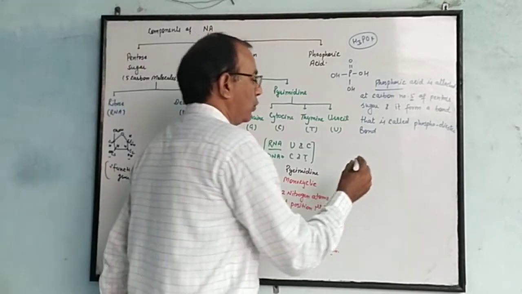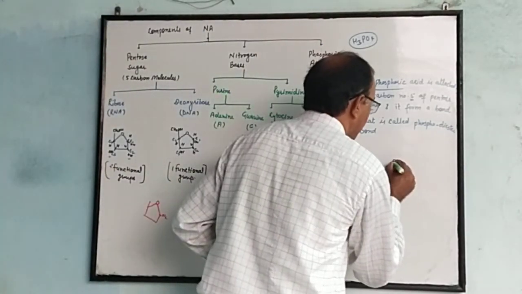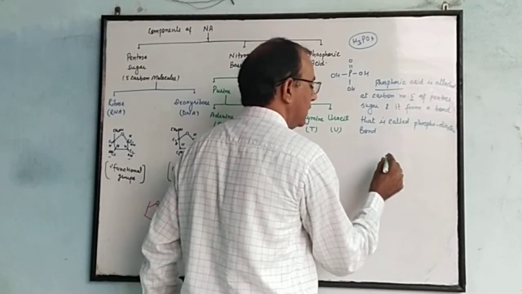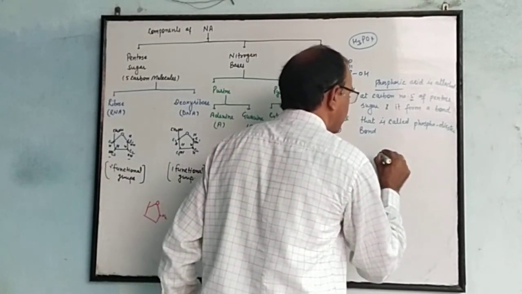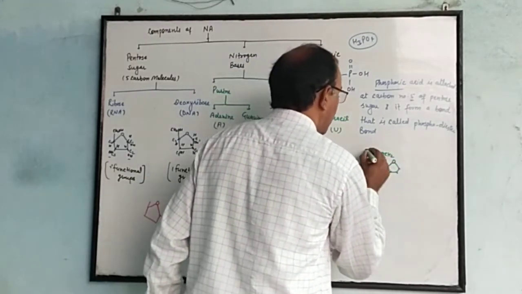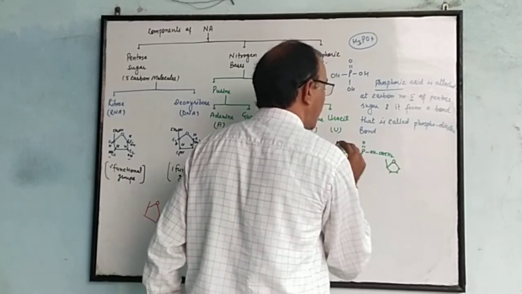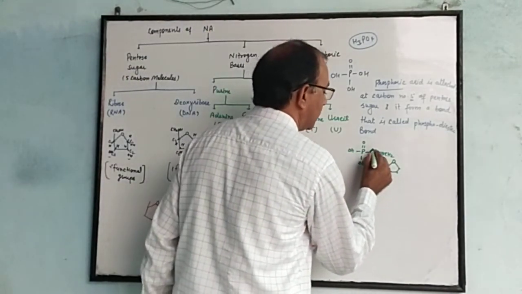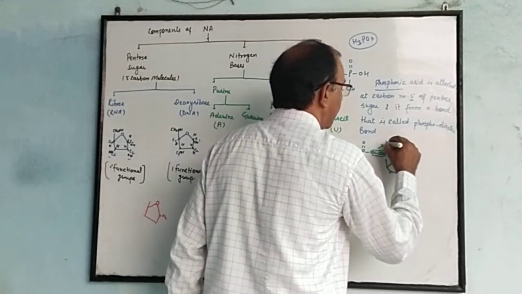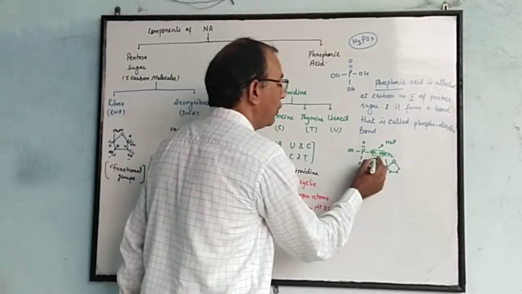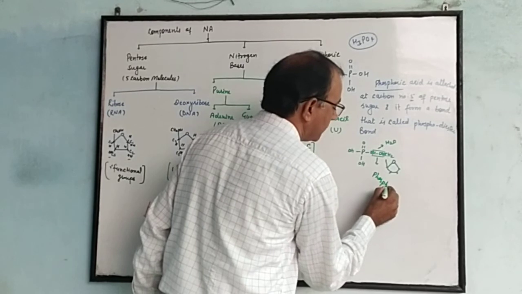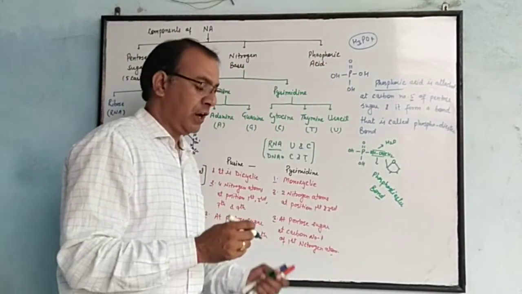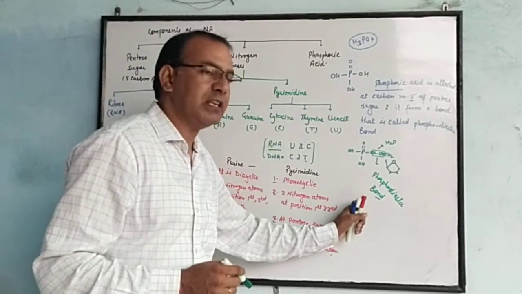Phosphoric acid is attached at the pentose sugar. This is the pentose sugar: carbon number 1, carbon number 2, 3, 4 and 5th here, which is CH2OH. Here is the attachment of P, double bond O, OH and OH. The removal of H and OH means H2O. With the removal of a water molecule, a bond is formed here, and this bond is known as a phosphodiester bond. The bond formed at carbon number 5th due to the attachment of phosphoric acid is known as a phosphodiester bond.